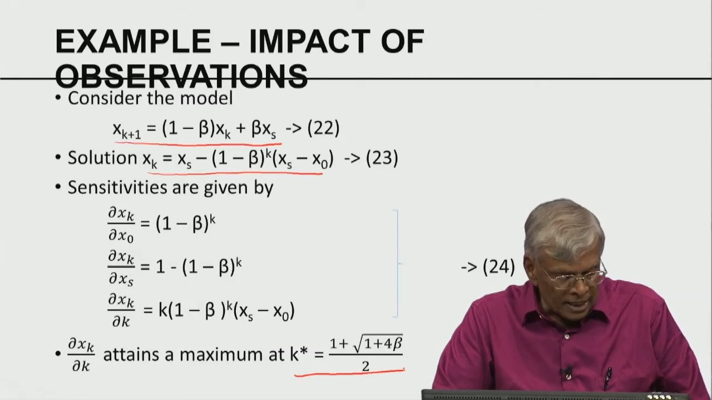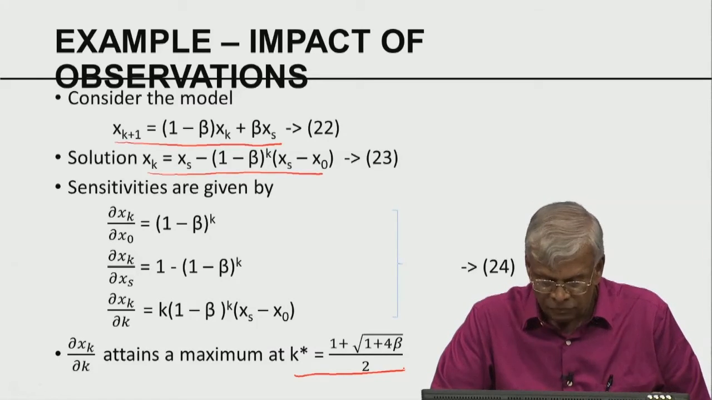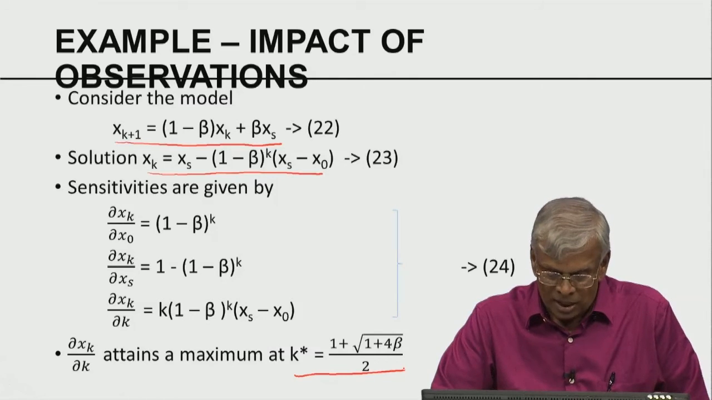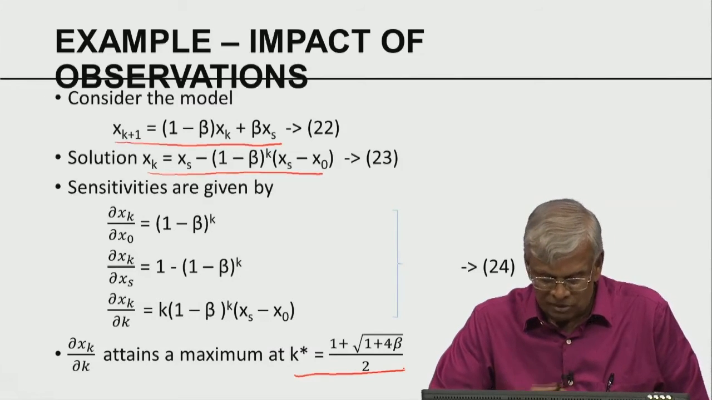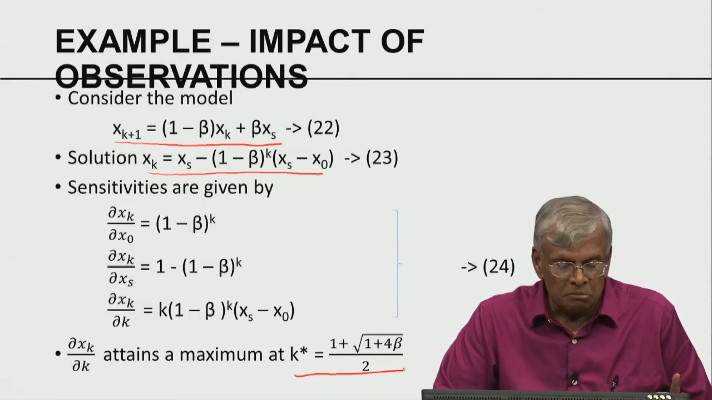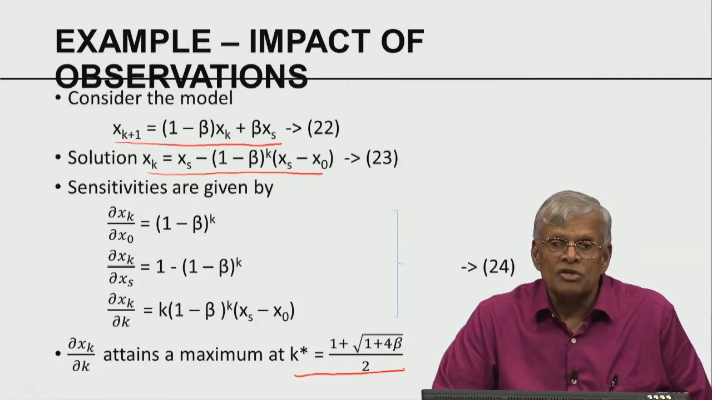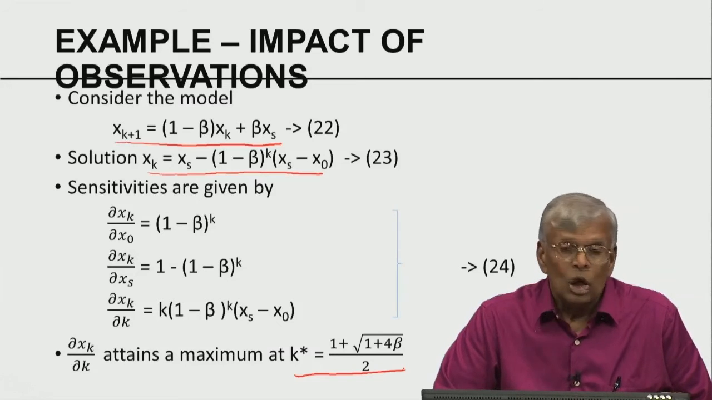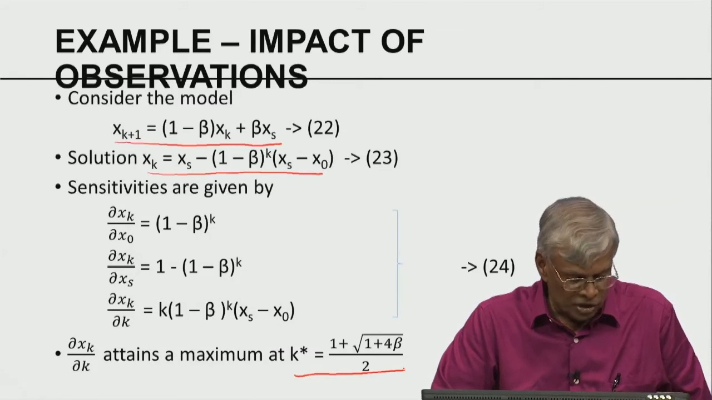So delta xk divided by delta, the partial of xk with respect to k, attains the maximum when k is equal to k star, which is given by that. And you may remember beta is related to k. Beta is equal to delta t times k. Delta t is the time discretization, k is the original parameter in the continuous time version.